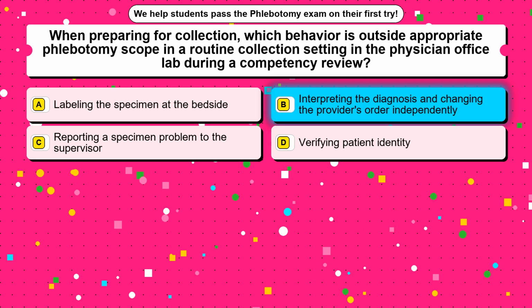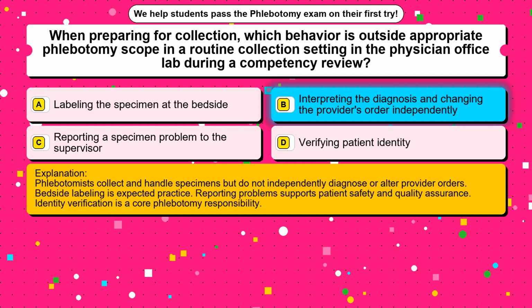The correct answer is option B. Interpreting the diagnosis and changing the provider's order independently. Phlebotomists collect and handle specimens but do not independently diagnose or alter provider orders. Bedside labeling is expected practice. Reporting problems supports patient safety and quality assurance. Identity verification is a core phlebotomy responsibility.